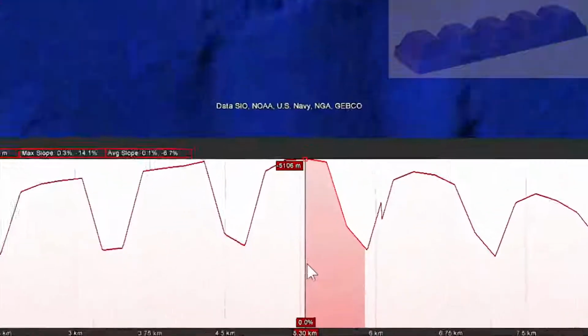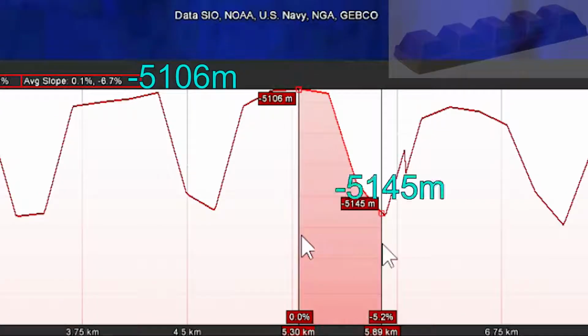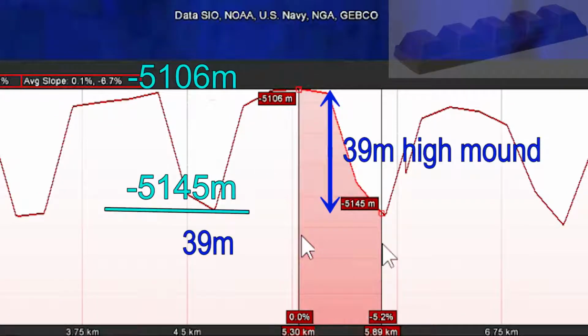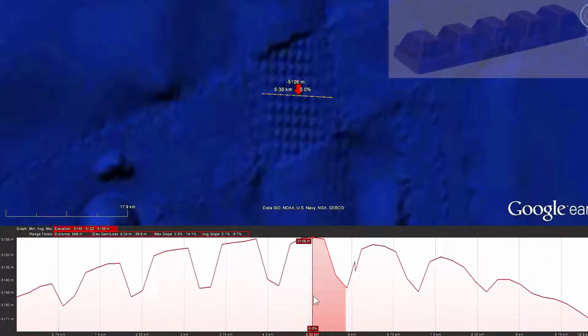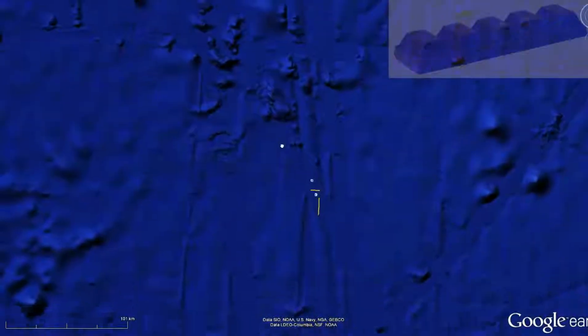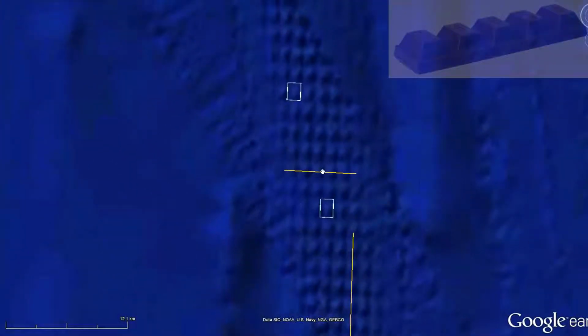This is a variation of chocolate bar pattern. Surrounding moats are so deep that square premises inside become soaring high mounds. We see many high mounds aligned with perfect regularity.